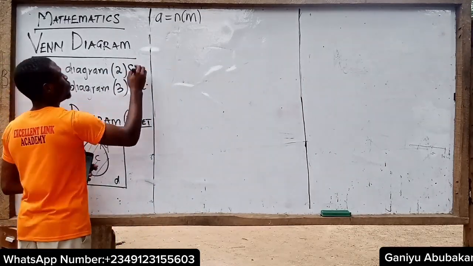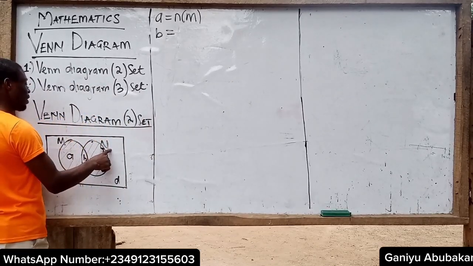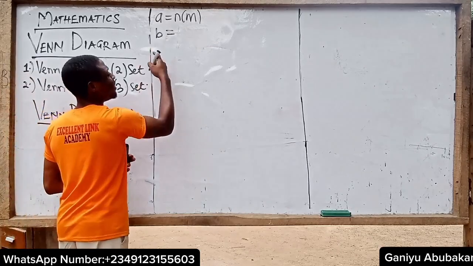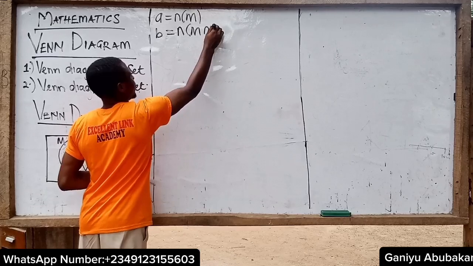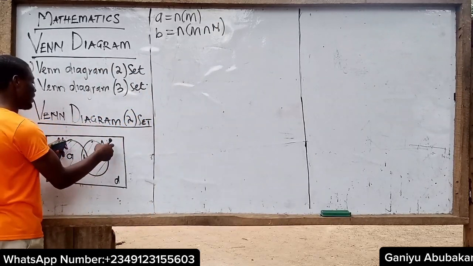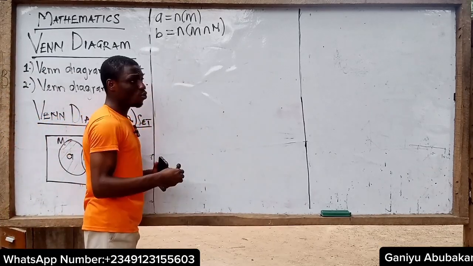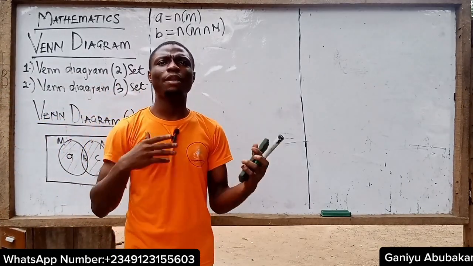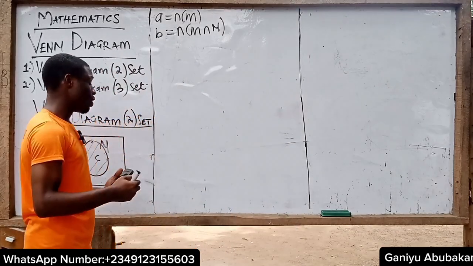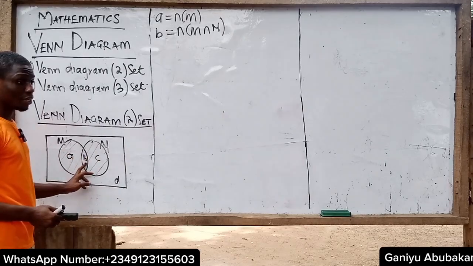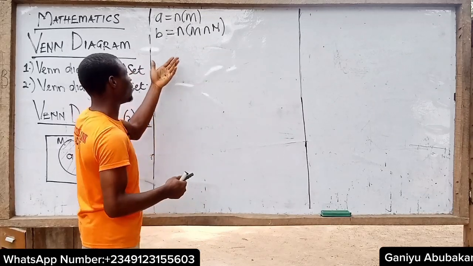For B, look up please. The elements of B occur in both M and N, so that becomes an intersection. B is defined as M intersection N. We said an intersection is simply when two sets have an element common between them. The elements common between M and N are B, so B becomes n of M intersection N. That is the definition for B.